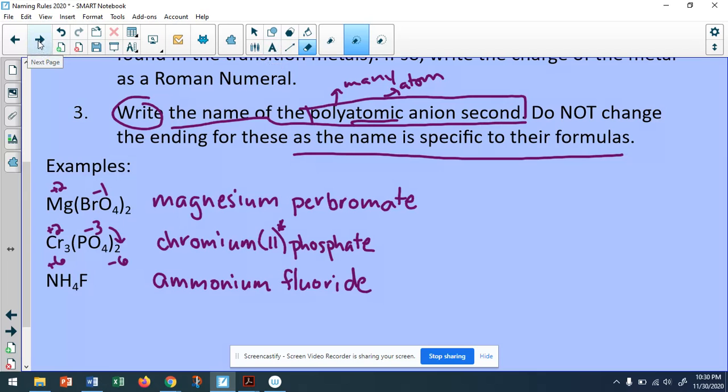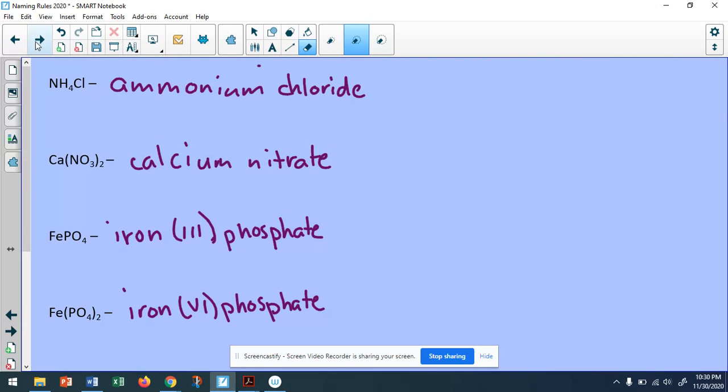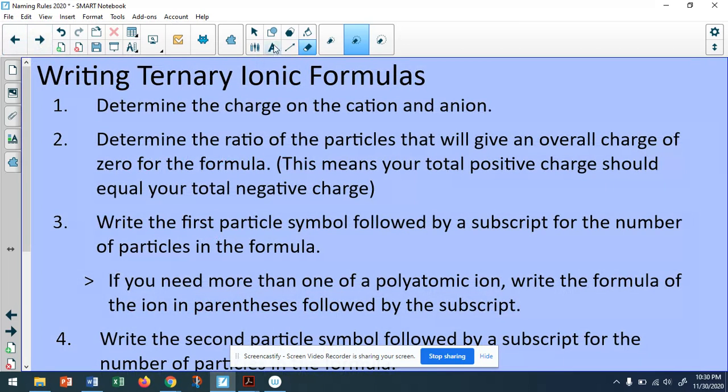Now, how might this look in the formulas? You might have noticed that these formulas look a little bit more complex. Here's your list that you can check later for your answer key. For formulas, you'll notice the process is exactly the same as before. There's just going to be one adjustment that we have to use for our polyatomics.